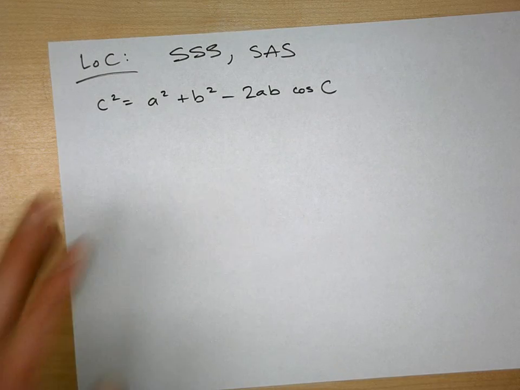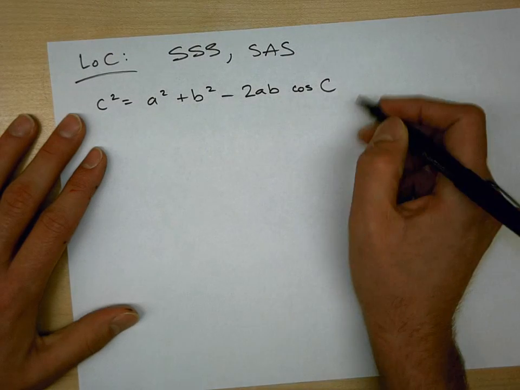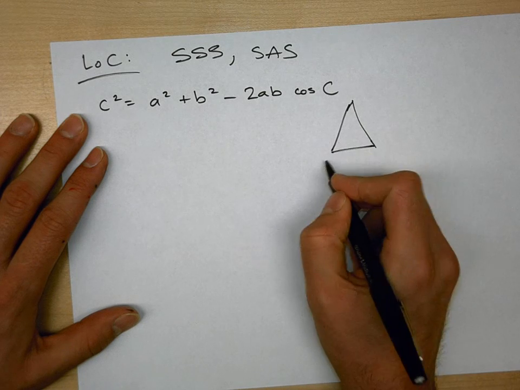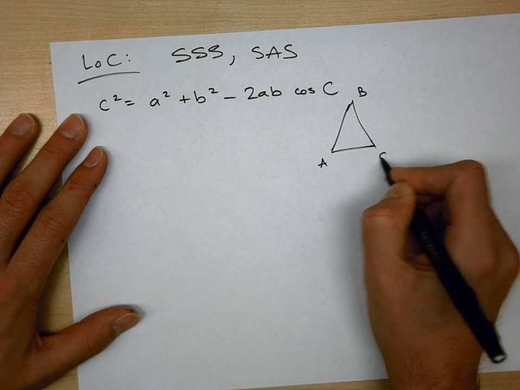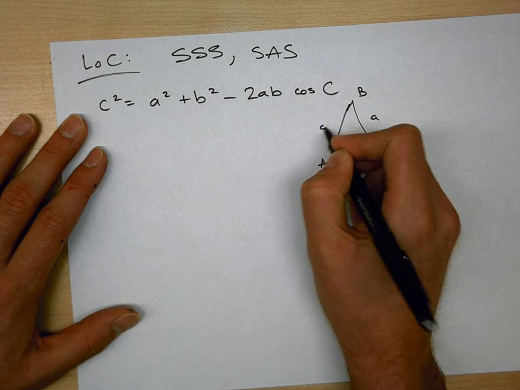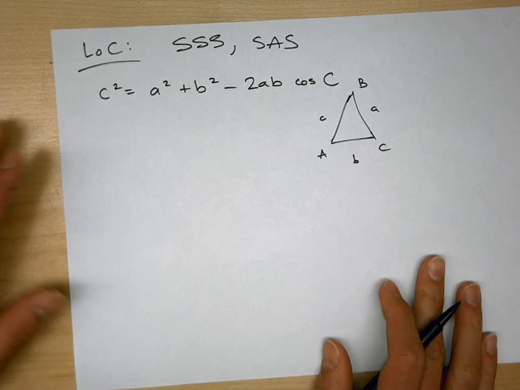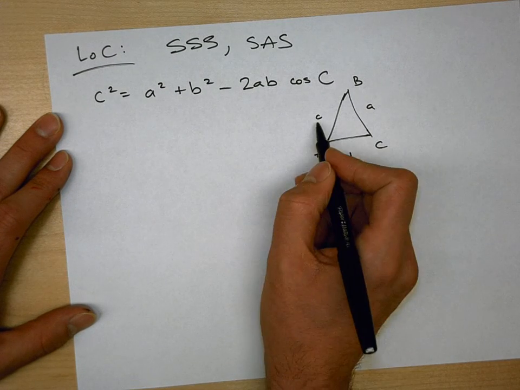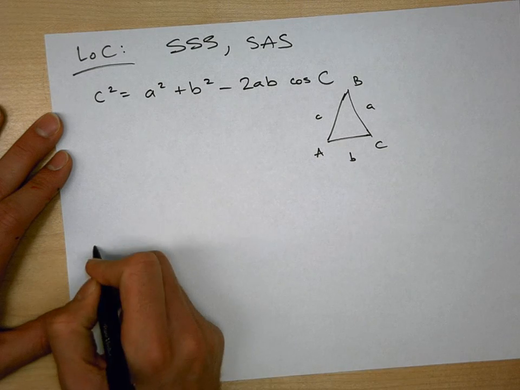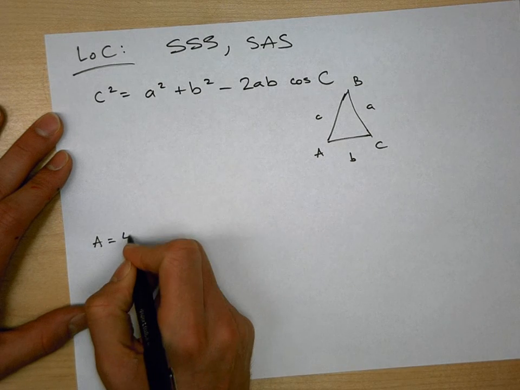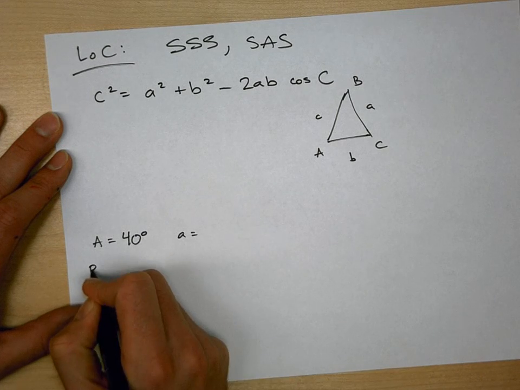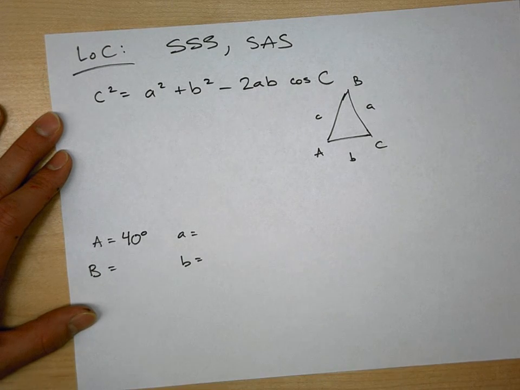Okay, so let's take our little hypothetical triangle here. A, B, C, A, C, B. And let's just dive into it. Suppose we were given little b, little c, and big A. Let's say big A was 40 degrees. We don't know what little a is. Little b is 4.